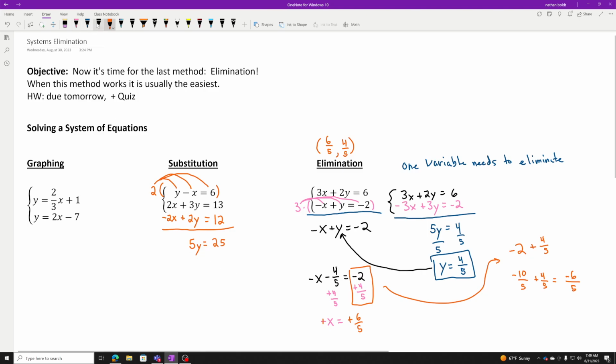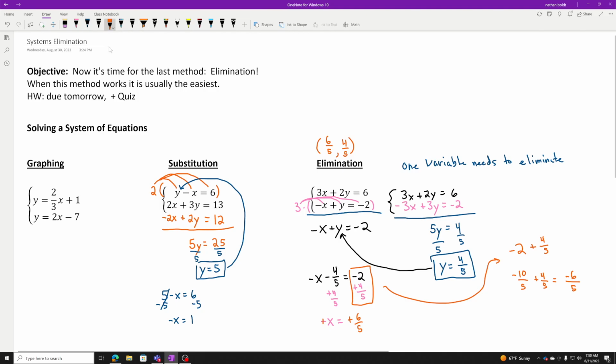5y equals 25. Nice, easy equation to solve. Divide by 5, divide by 5. Y equals 5. All right, now we got to take that and plug it in. Let's see, which equation do I want to choose? I think the top one this time is a little bit easier, isn't it? Plug it into y right there. So that'll be 5 minus x is equal to 6. Minus 5 to both sides. That goes away. Negative x is equal to 1.